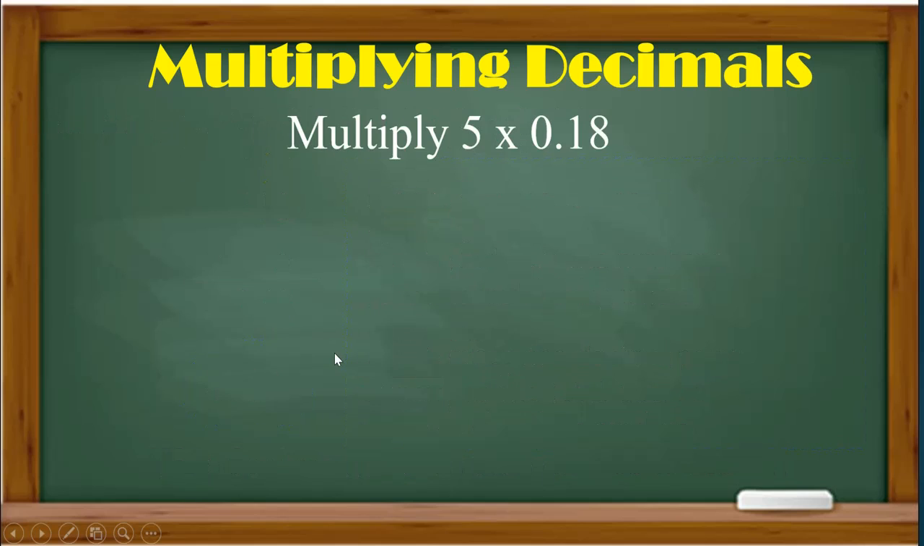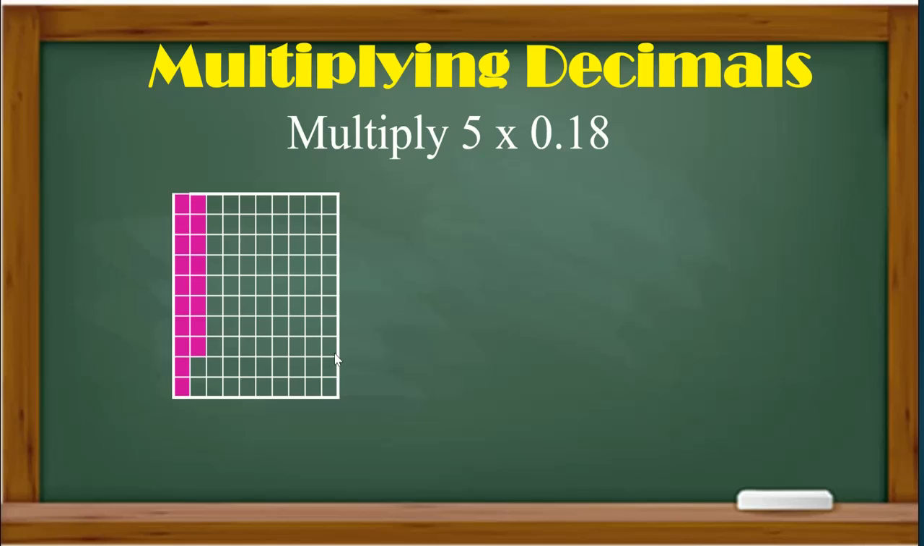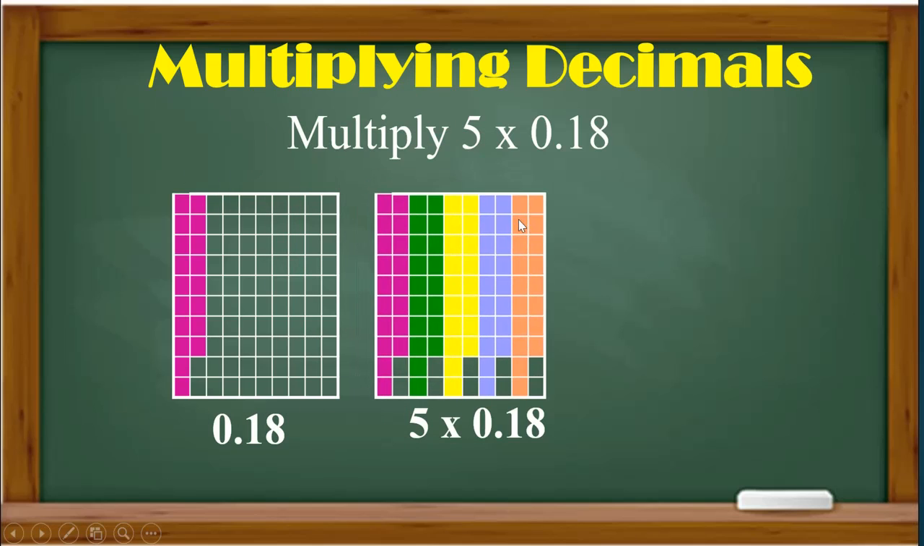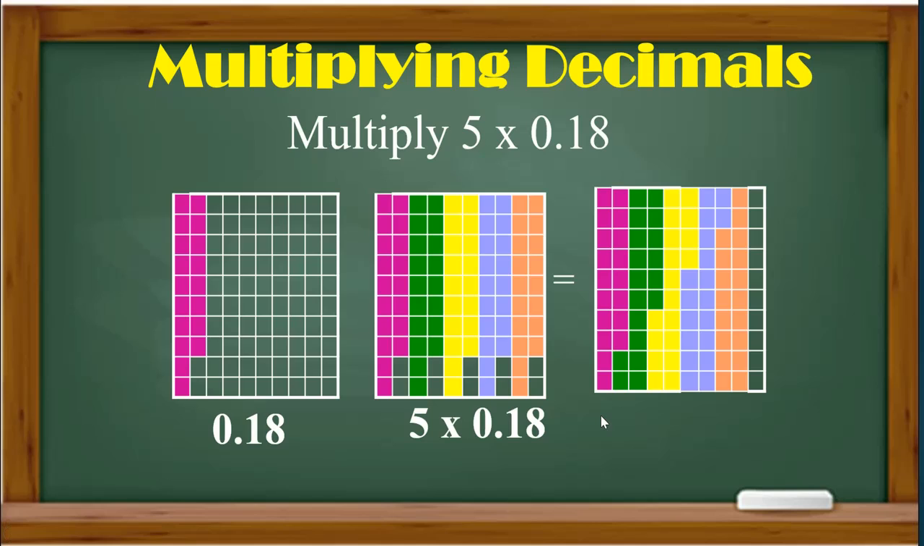Let us have another. If you will multiply 5 by 18 hundredths, we will have 18 hundredths. And then, to multiply it by 5, we must have 5 sets of 18 hundredths. So to get the product, we will combine the 5 sets of 18 hundredths. So you will have 90 hundredths. Let us solve.